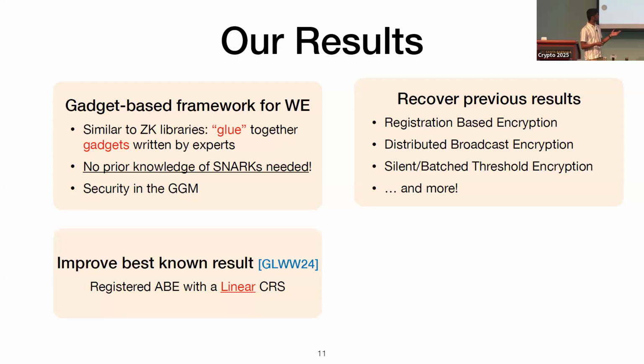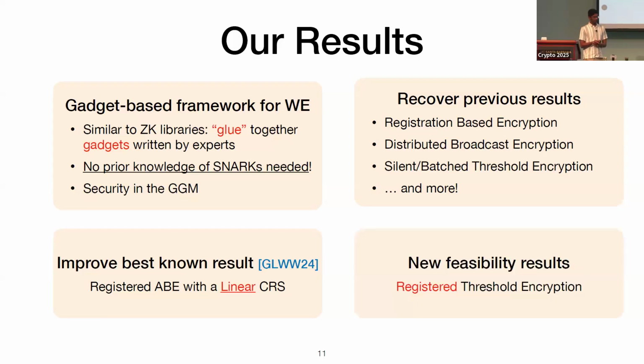We also improve the best known result for registered ABE. In particular, we get registered ABE with a linear sized CRS. And we also establish new feasibility results. We have a new primitive that we call registered threshold encryption. We define it and also show how to instantiate it using our framework.